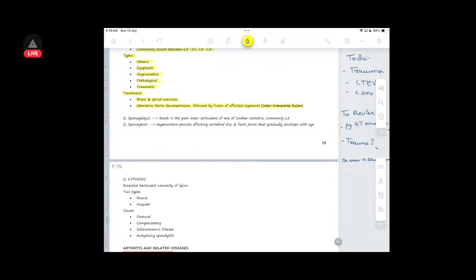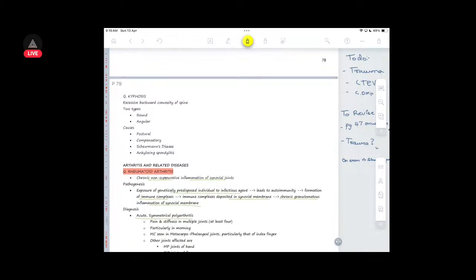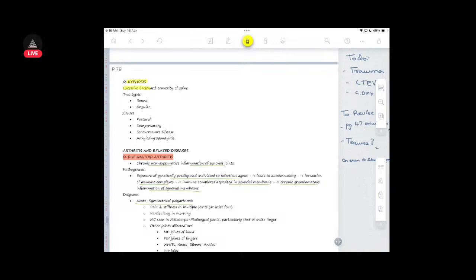Spondylolysis is a break in the pars interarticularis of one lumbar vertebra, commonly L5. Spondylosis is a degenerative process affecting the vertebral disc and facet joint that gradually develops with age. Kyphosis is excessive backward convexity of the spine. It is of two types: it can be round or angular. It is caused by postural, compensatory, Scheuermann's disease, or ankylosing spondylitis.